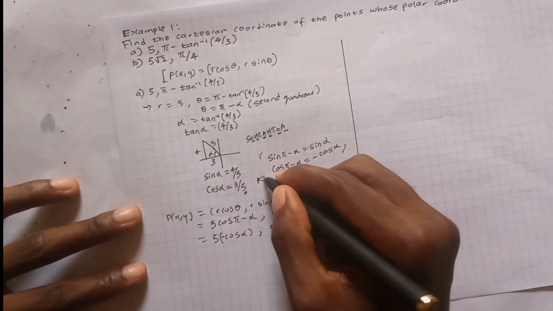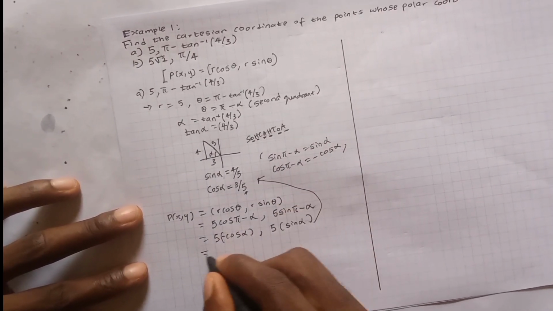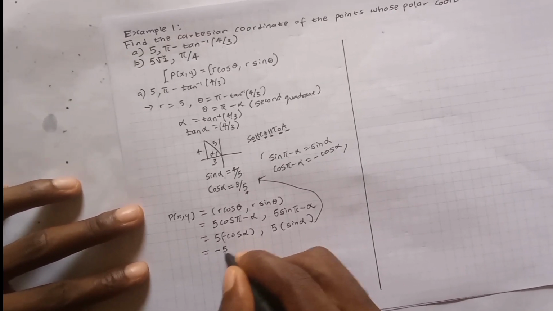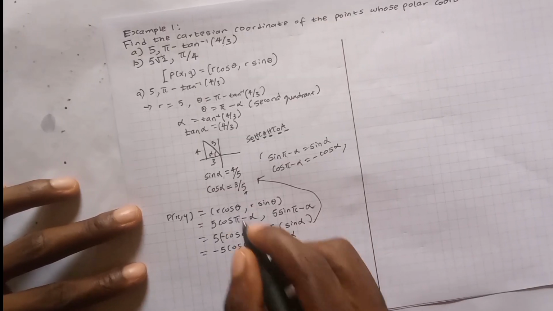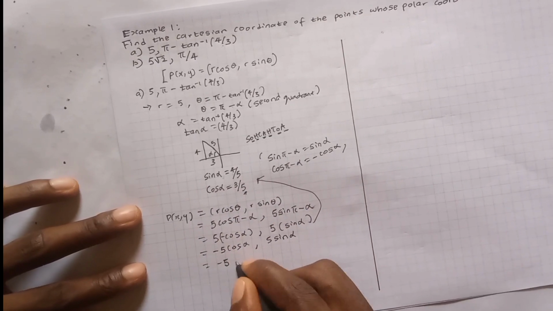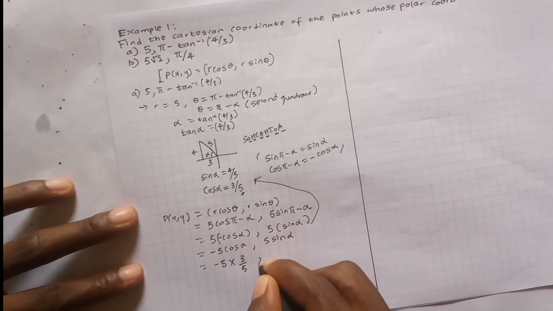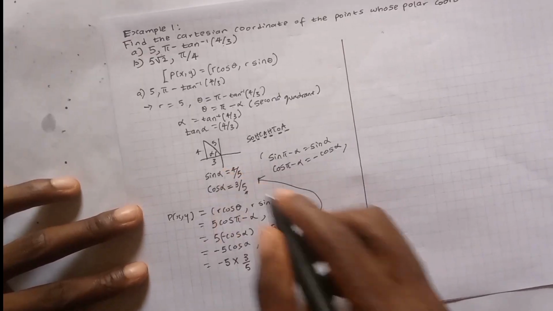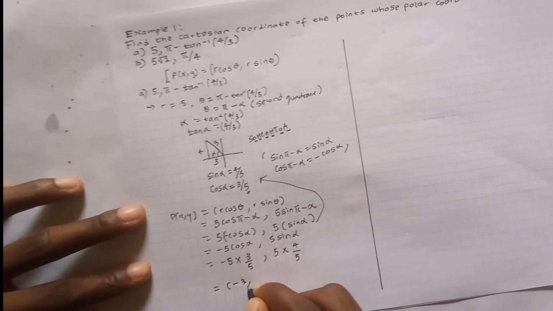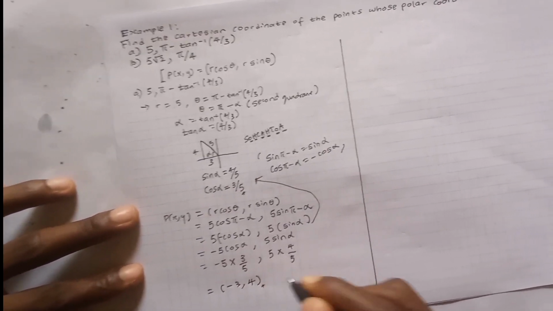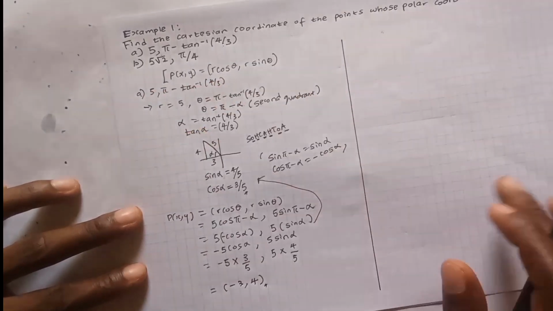But sine alpha is 4/5 and cos alpha is 3/5. So this becomes minus 5 cos alpha, 5 sine alpha. And what is cos alpha? 3/5. So this is minus 5 times 3/5. And we have 5 times 4/5. So this leaves us with minus 3 and 4. So this is the Cartesian coordinate of this polar coordinate.